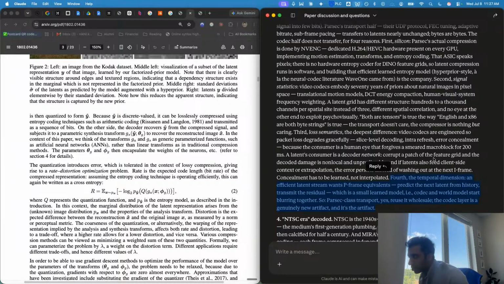An efficient latent stream wants P-frame equivalents: predict the next latent from history, transmit the residual, which is a small learned model, i.e. codec and world models start blurring together. So Parsec-class transport, yes, reuse wholesale.